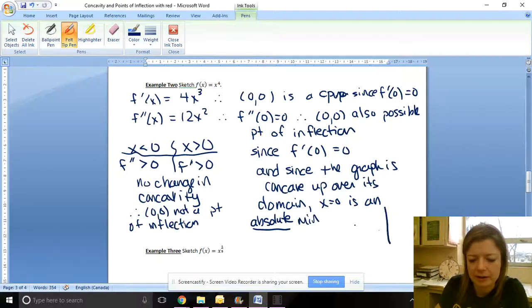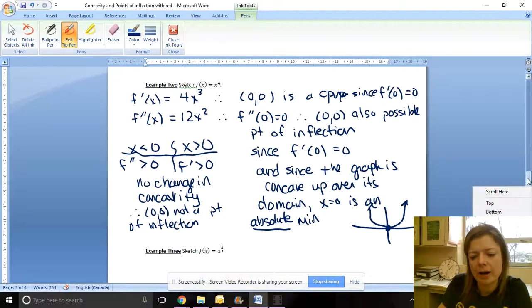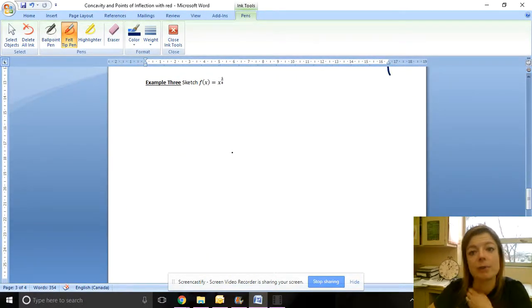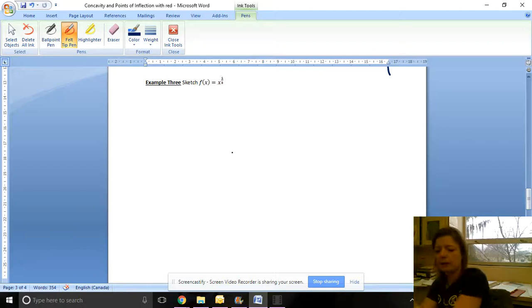So you can graph quickly what this looks like. It basically just looks like a quadratic. Okay, and there's a point (0, 0). All right, so that's an example where the second derivative is 0 at a point, but it's actually not a point of inflection.